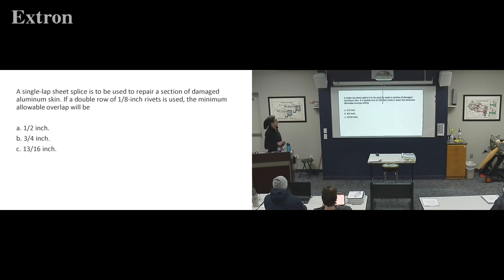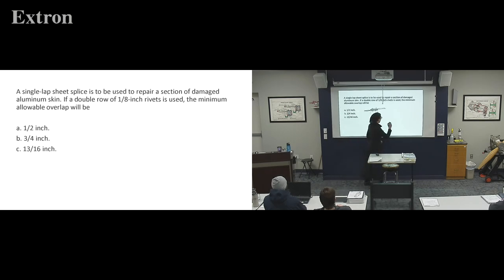So the question said, a single lap sheet splice is to be used to repair a section of damaged aluminum skin. A double row of 1/8 inch rivets is used. The minimum allowable overlap will be what? And again, if I draw a side view, it's really hard to draw straight when you're doing it like that. Two pieces overlapping, connected with 2 rows of rivets, so that's the side view. And we want to know the overlap distance.